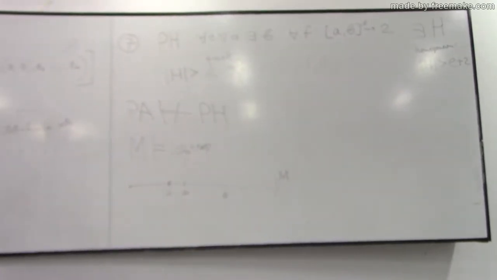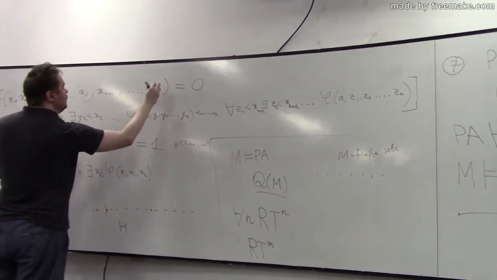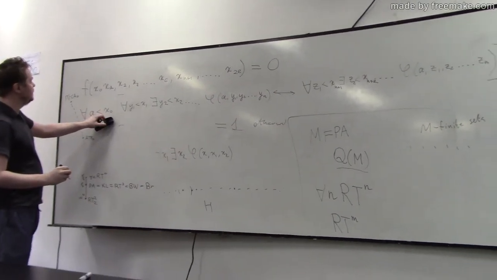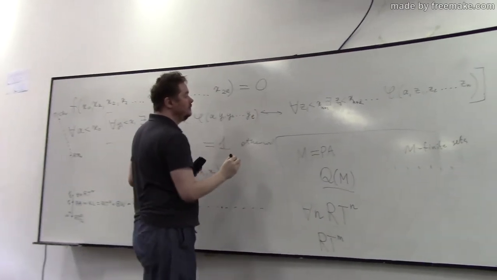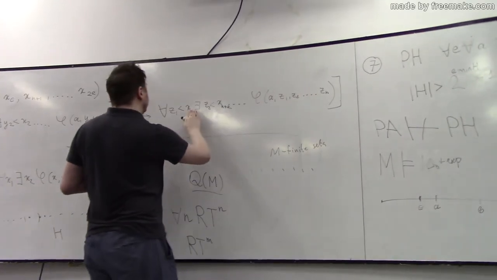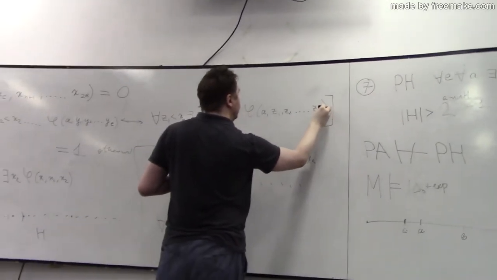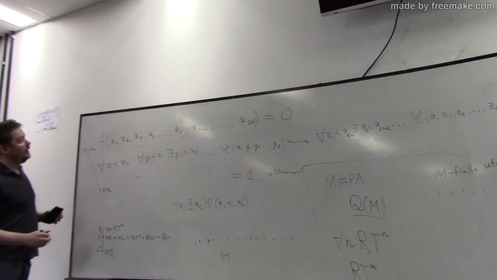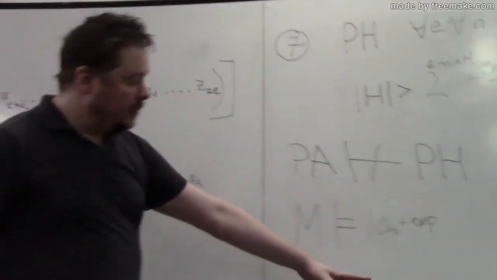So let's do a coloring very similar to this one. F, E, 2E. So all a smaller than x0. E, E plus 1, E plus 2E. That's the coloring of 2E plus 1 tuples of elements in AB.